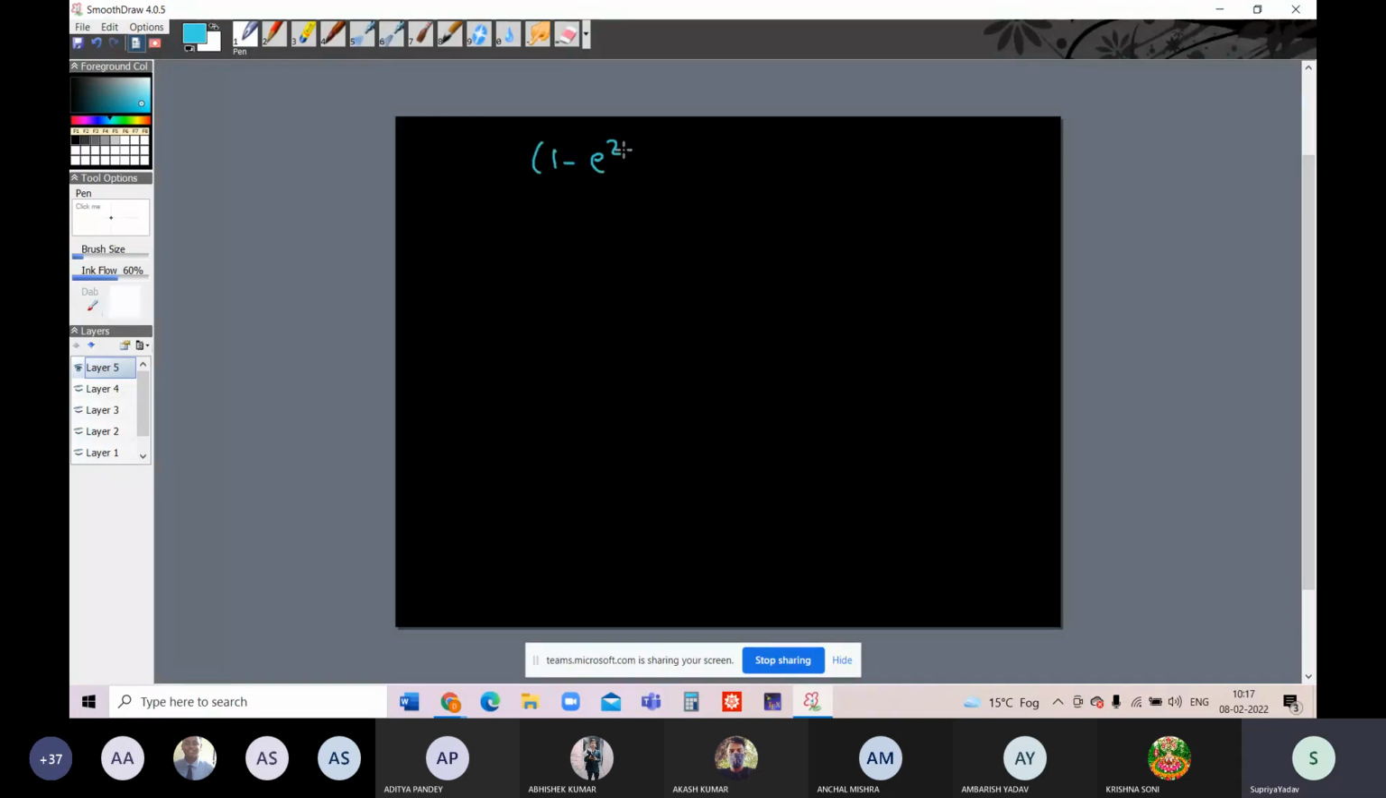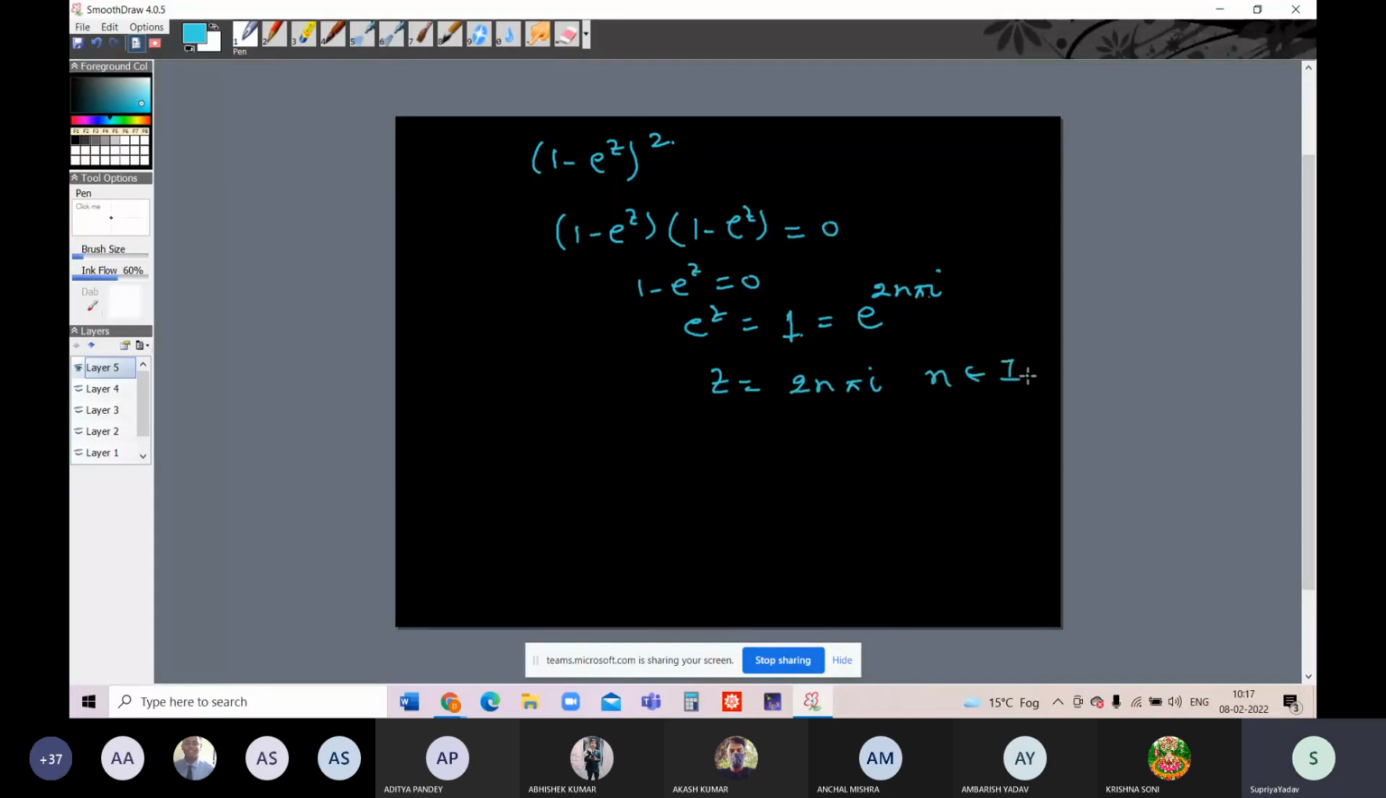We have another function. What will be the zeros for this function? 1 minus exponential z, squared, is equal to 0. So 1 minus exponential z is 0. It means that exponential z is equal to 1. So you can write it as 2n pi i. So z = 2n pi i, where n also comes from the set of integers. It is a zero of this function f(z). So z = 2n pi i will be the zeros for this function.